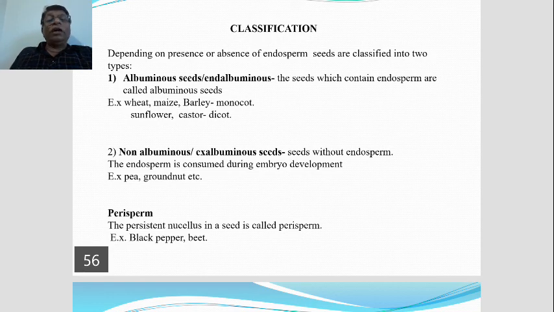Good examples: gymnosperms are very good examples. The seeds contain perisperm. Some angiosperms, say for example, the black pepper seed and the beet seed contain perisperm. So that's all about albuminous and non-albuminous seeds. Okay. Now we shall pass on to the next one.